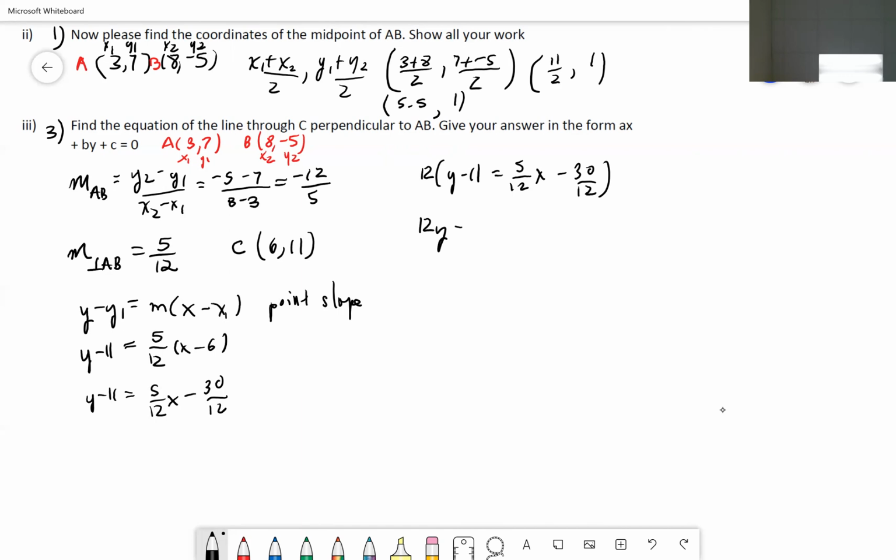12 times 10 is 120. Add 12 more, we're at 132. Come on, wonderful people. And we have 5x minus 30. So now you end up here having basically 132 minus 30, so we have 5x minus 12y plus 102 equals 0.